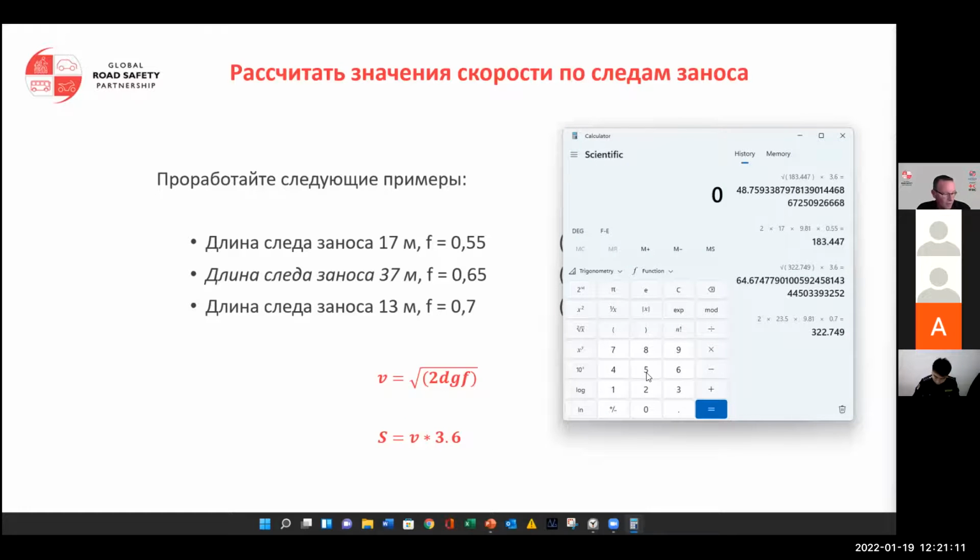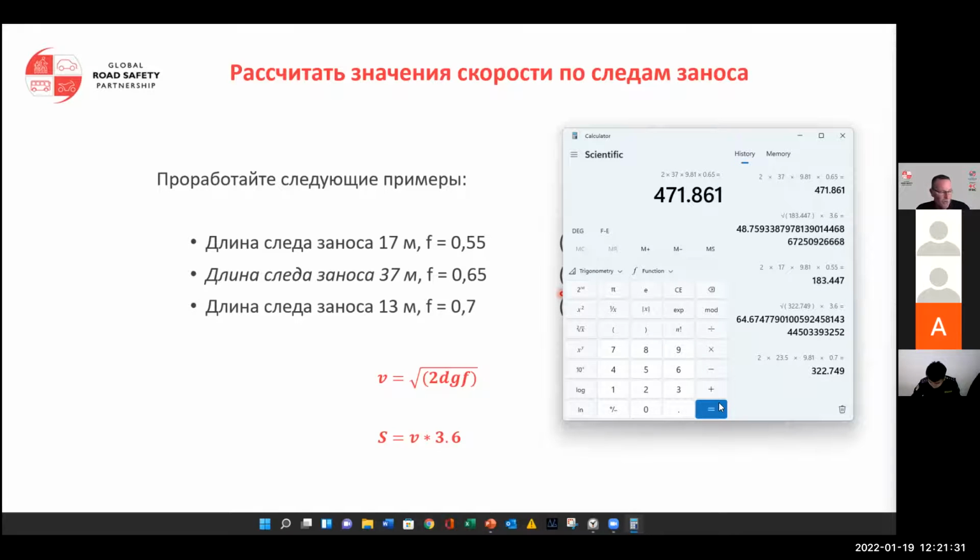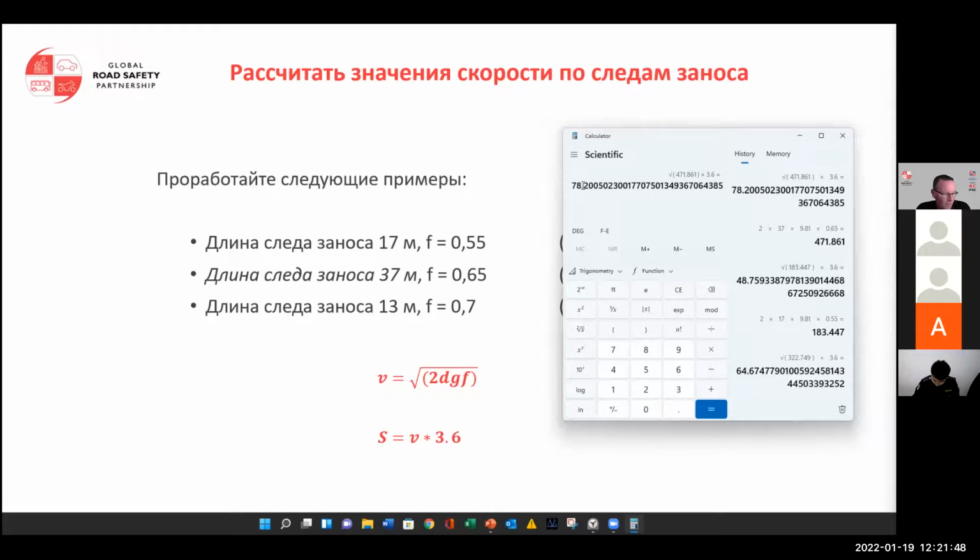With the equation, 2 times distance, 37, times gravity, always 9.81, times drag factor 0.65. We get 471.86. We take the square root to get velocity, and our velocity there is 21.72 meters per second. We want speed, multiply by 3.6, and we have a speed of 78 kilometers per hour, and I hope that's right.